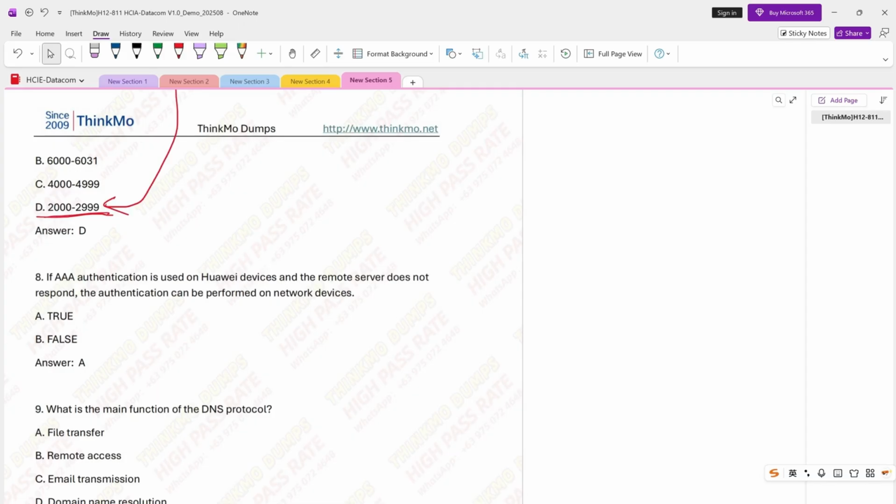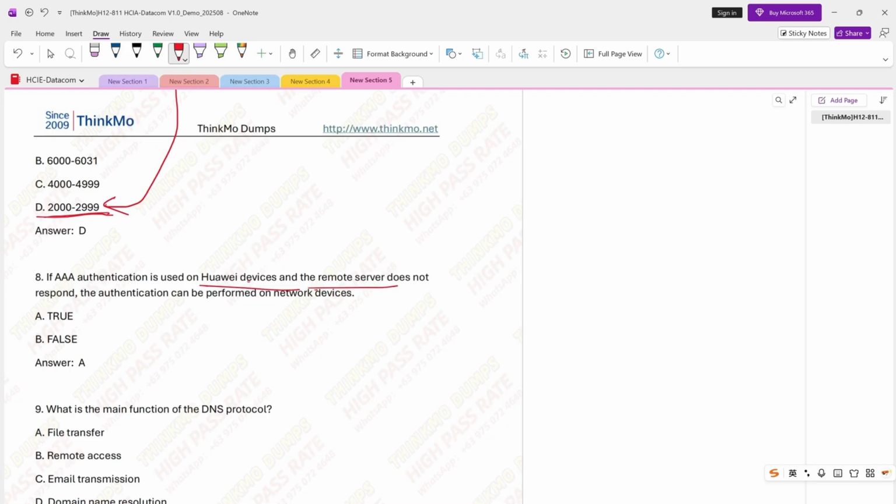All right, question 8 is still about 3A authentication, and this time the remote server is not responding. It says on Huawei devices, 3A authentication has been enabled, but the remote server is not responding. Is it possible to perform authentication on this network device when configuring AAA on Huawei?